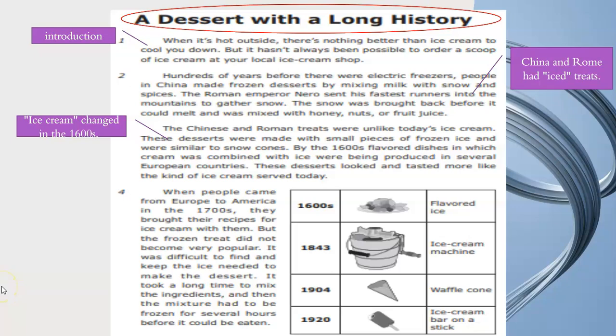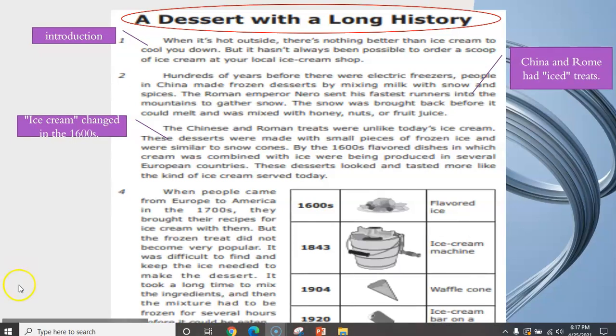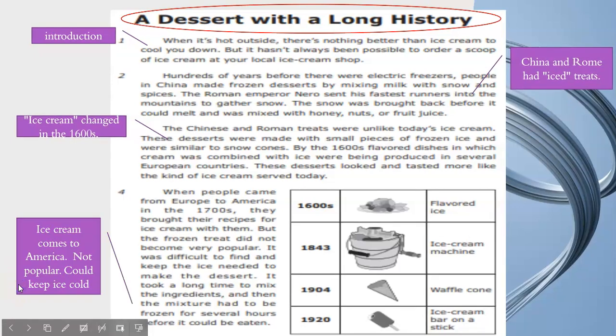Well, that's a pretty long paragraph. It's got a lot of information there, but I'm still just going to annotate it with "ice cream comes to America. It was not popular. Could not keep ice cold." I'm sorry, that should say could not keep ice cold. I apologize.